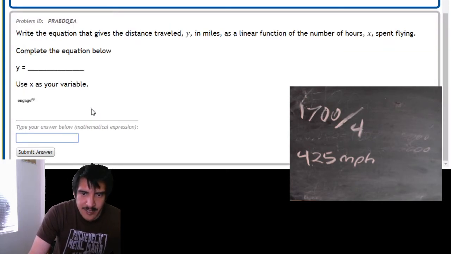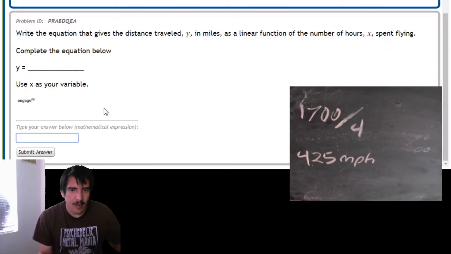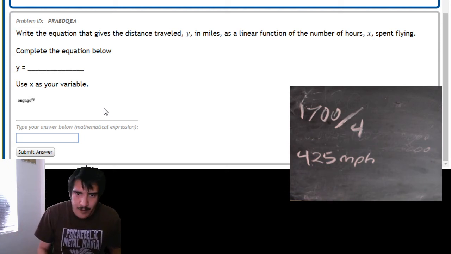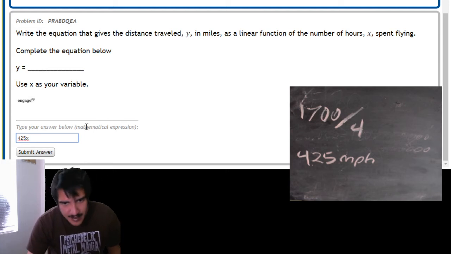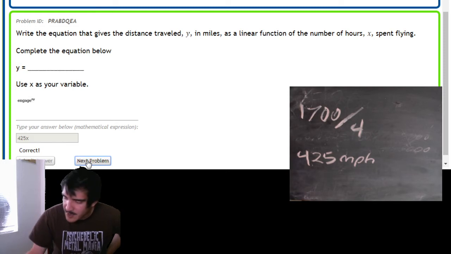Next problem, they say to write an equation. Well, we already know the speed of the plane. It's 425 miles per hour. So that means that the full equation is y equals 425 miles per hour times the number of hours, x. That's how we've been doing it. We take the speed and then we put a variable in front of it. Okay?